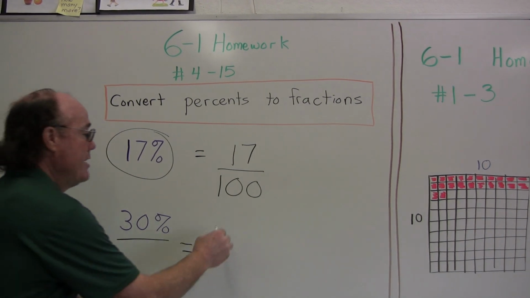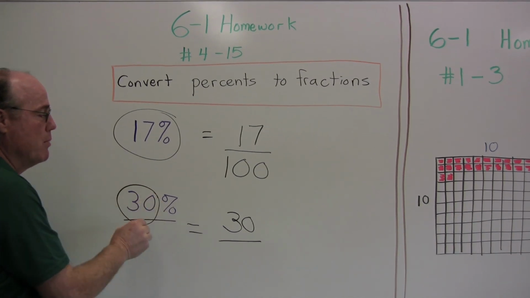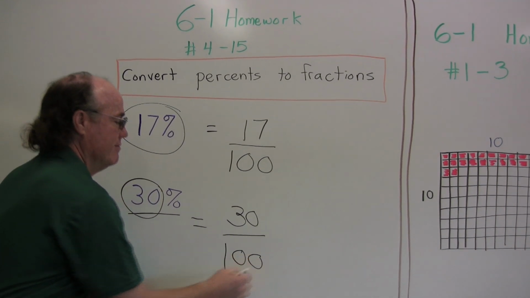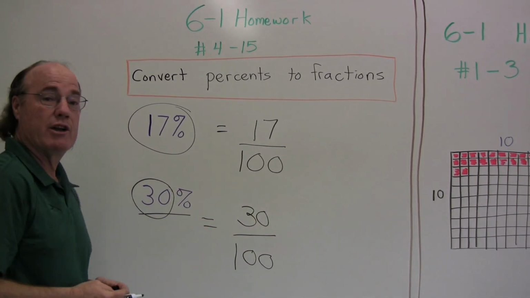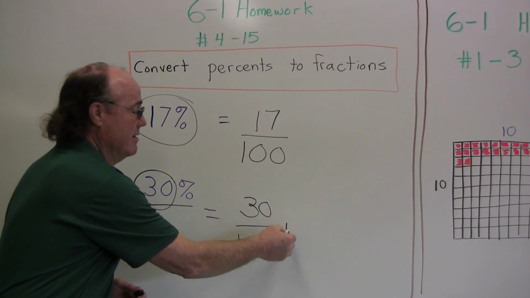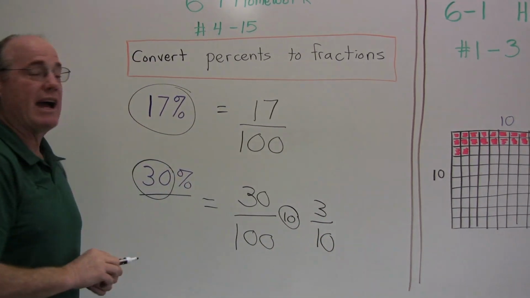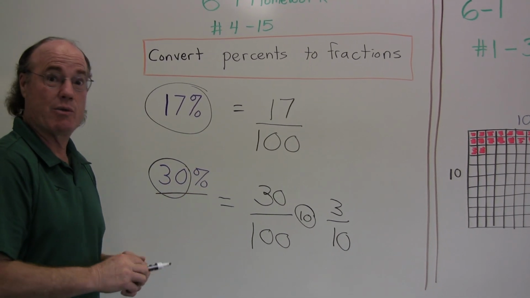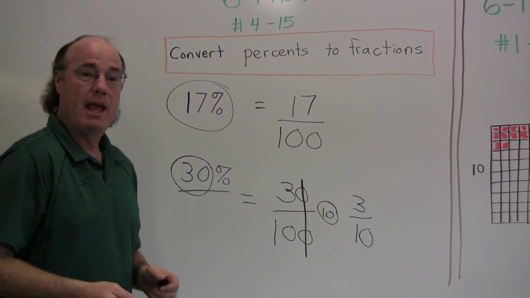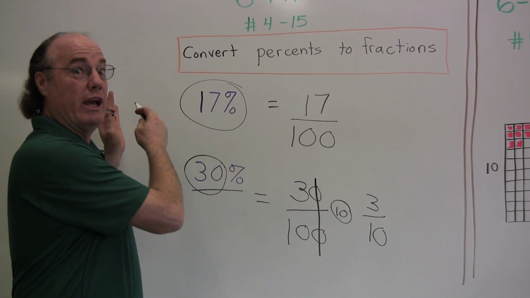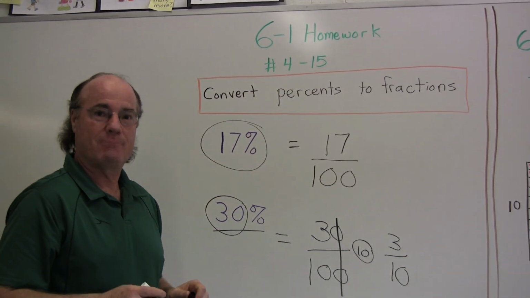Now, 30% converted to a fraction. What we always do is put the percent number over 100. And then we see if it can be reduced. Now, 30 over 100, we can divide 10 into each of these, and we get a reduced fraction of 3/10. Real easy, right? And this will lead us into way more examples in just a moment, to go through problems 4 through 15.